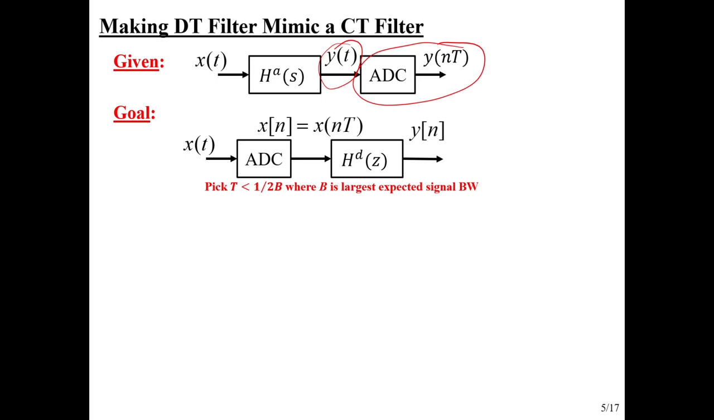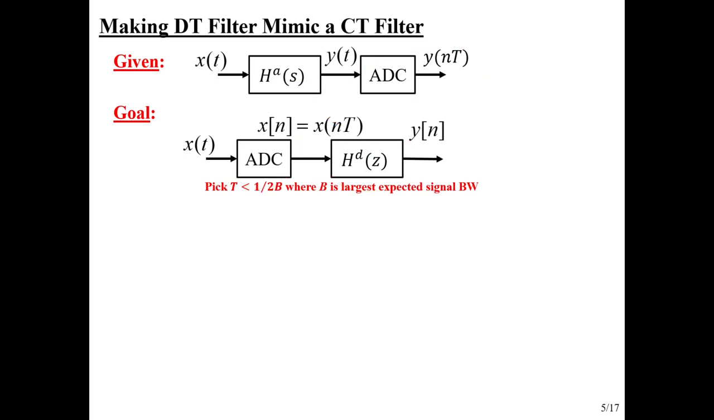And then equivalently, we take whatever discrete time filter that we're hoping will mimic our desired analog filter, we put an A to D converter in front of that. So now we can compare these two things.